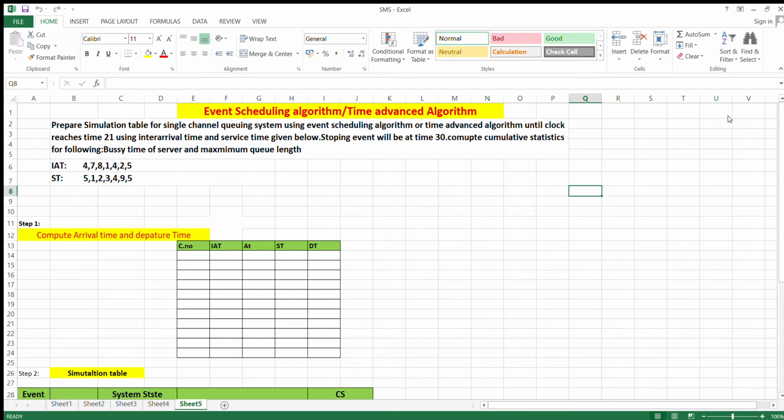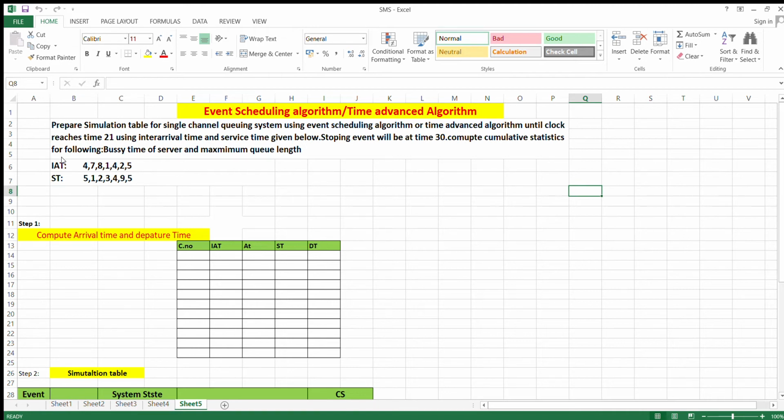Okay, this is model 1, the event scheduling algorithm, also called the time advance algorithm. Consider a question: prepare a simulation table for a single channel queuing system using the event scheduling algorithm or time advance algorithm until the clock reaches time 21, using the inter-arrival time and service time given below. The stopping event will be at time 30. Compute cumulative statistics for the following: busy time of the server and maximum queue.